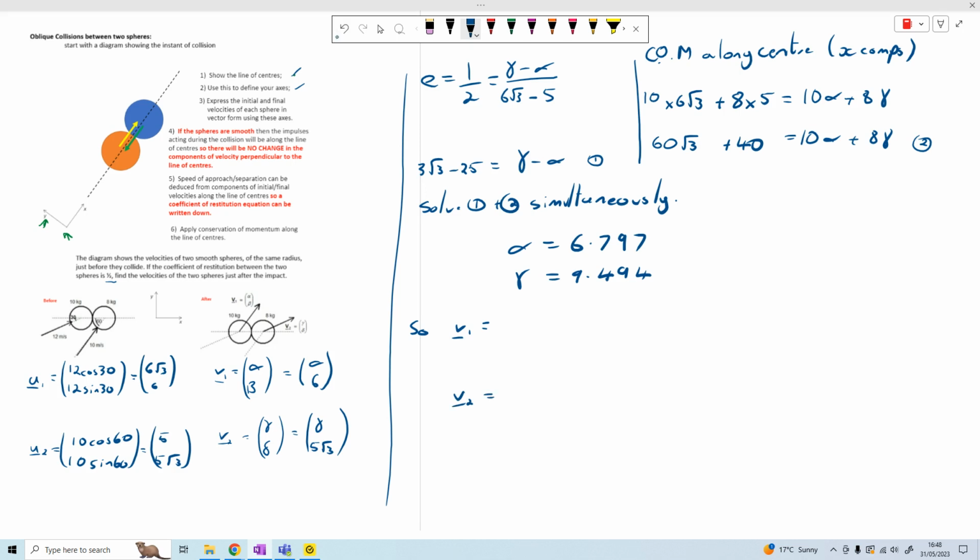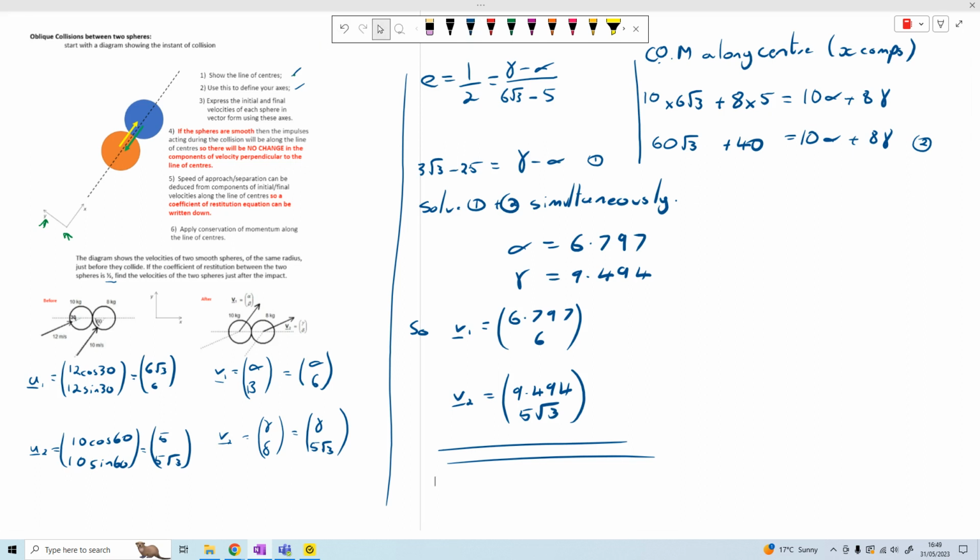Okay, so V1, alpha is 6.797, and we said my y component is going to stay the same. And then the other one is going to be 9.494, and it's going to be 5 root 3. And there are my final 2 answers there. Okay, so key bits, if you've got 2 objects and they're coming at each other at angles, okay, make sure your velocities are written as vectors, then use your coefficient of restitution and use conservation of momentum along the center, so only the x components. Okay, define your axes however you want. Okay, but wherever you do define them, make sure you then start to work with angles as well.